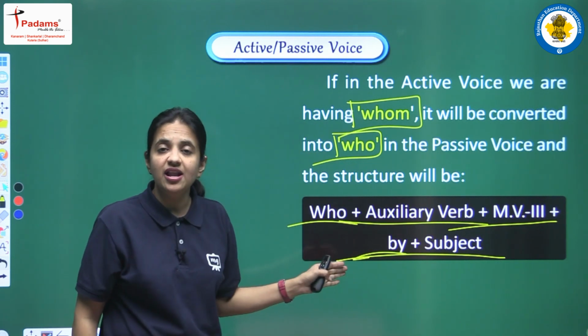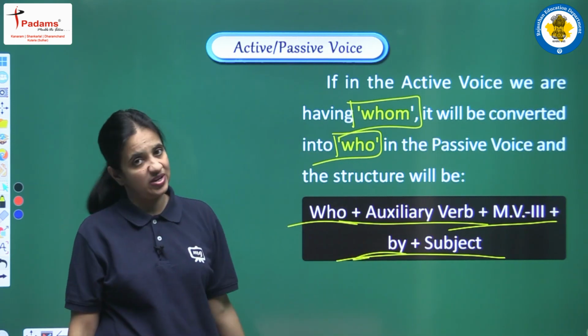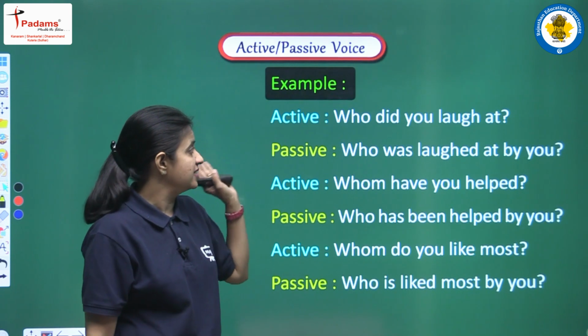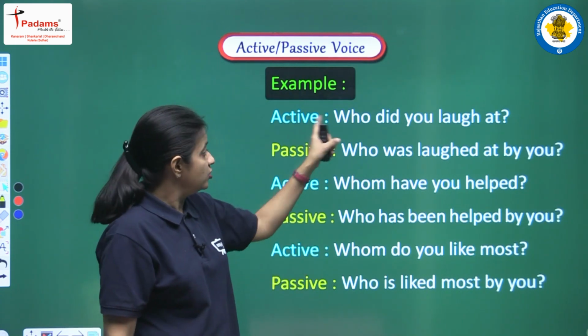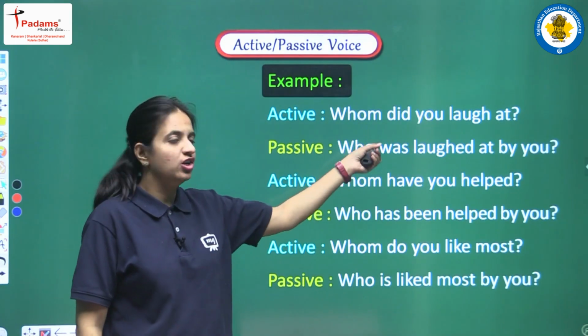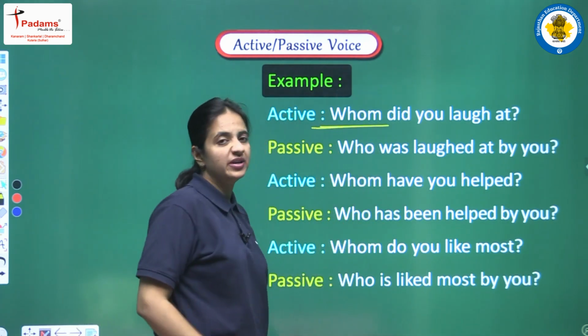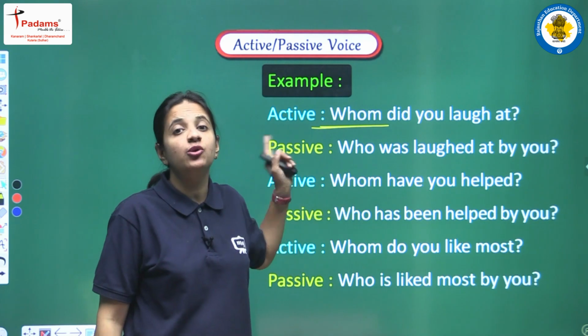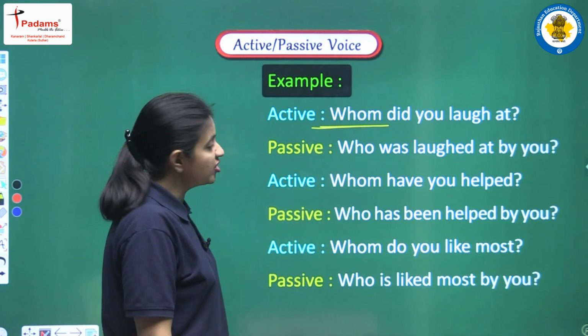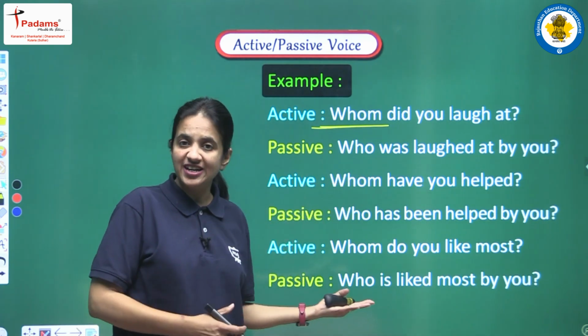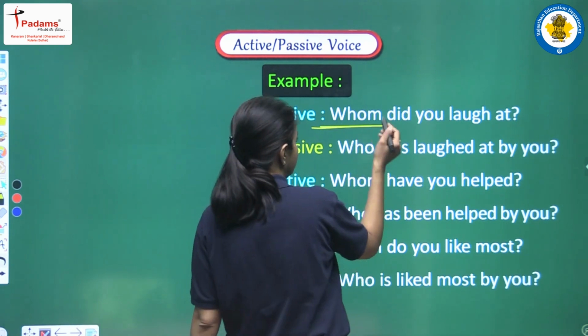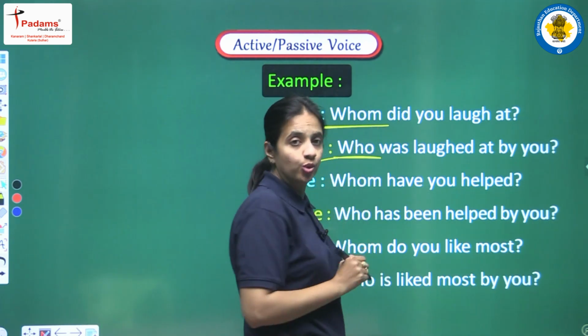So now we will have subject in the sentence. Okay, so let's see some of the examples to clear this thing. So let's see the first one: whom did you laugh at? In this sentence we have whom in the beginning of the active voice. When we convert this active voice into passive voice, according to the rule and the structure that we have discussed, first of all we will convert this whom into who, right?